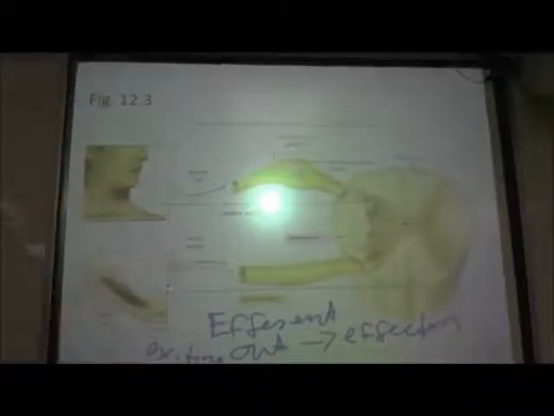So this is always exiting. And these are our motor neurons that are going to be able to bring out our motor commands, voluntary or autonomic, to the effectors.